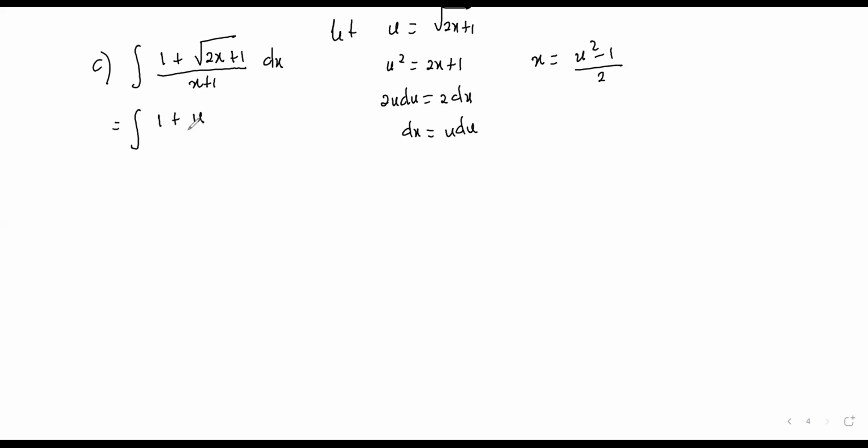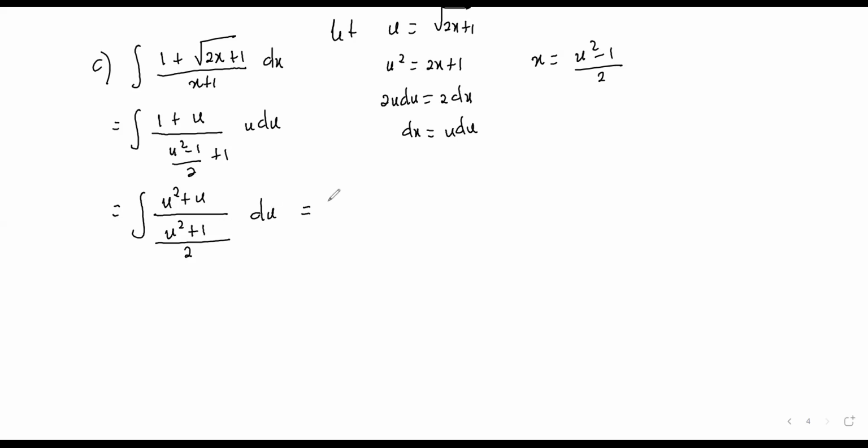You do 1 plus u over (u squared minus 1) over 2 plus 1. The dx is u du. So if you do this properly here, you have (u squared plus u) over 2 down, and then we have (u squared plus 1) du. So this 2 goes outside like that. And then we'll have (u squared plus u) over (u squared plus 1) du.